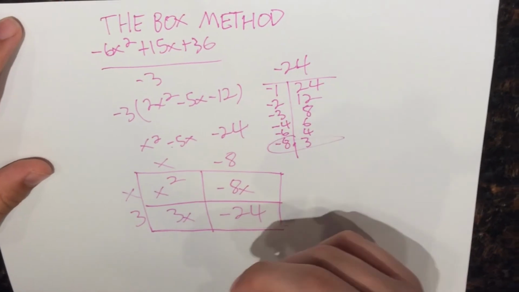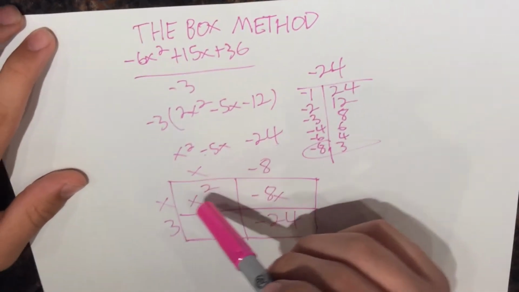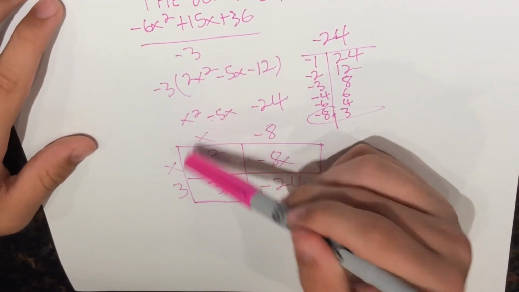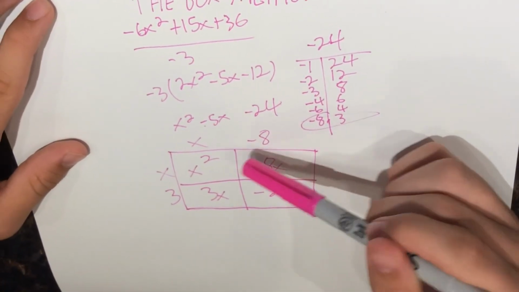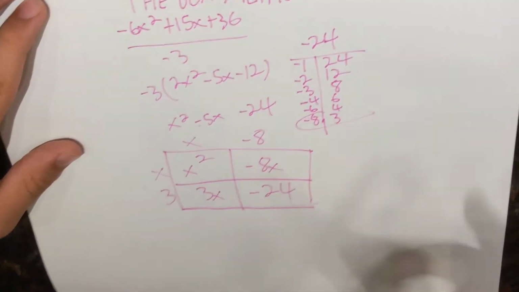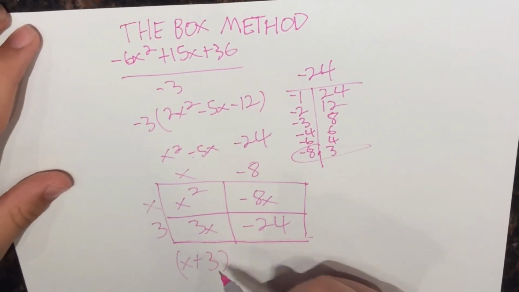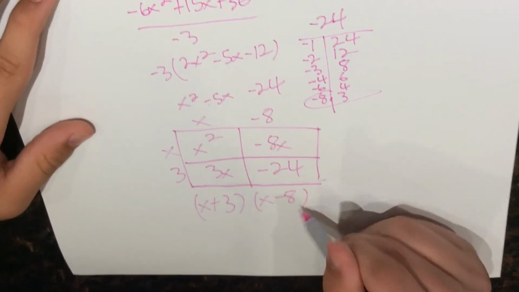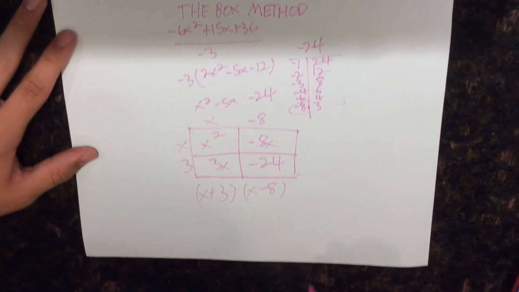A good way to check to see if you factored correctly is to multiply all the terms on the outside to see if they equal the terms on the inside. X times x is x squared, 3 times x is 3x, x times negative 8 is negative 8x, and 3 times negative 8 is negative 24. So, we have x plus 3, because this is a positive term, and x minus 8. And it looks like we have found the factors, and they are ours.